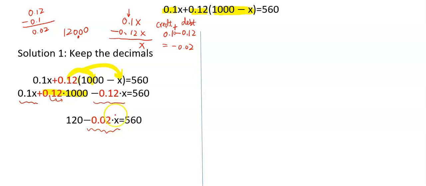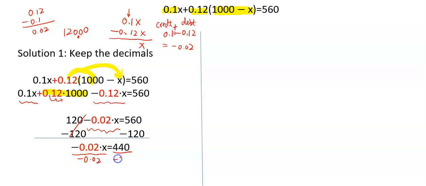Now we can get x by itself. First we get rid of 120 by subtracting it, and so they cancel. Now we're going to get rid of negative 0.02 by dividing, because it's multiplication between them. So we're going to divide both sides by negative 0.02. So now we have 440 divided by negative 0.02.